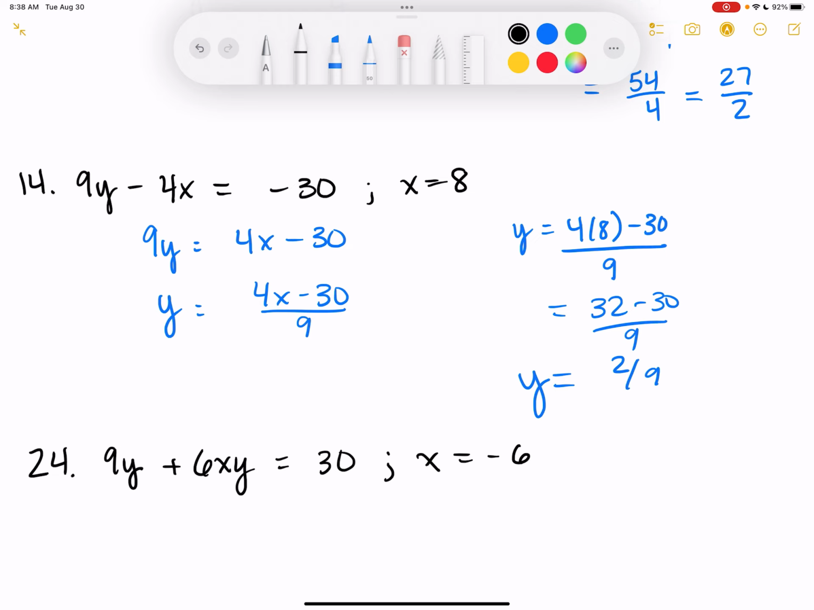Well, if you do that, then you're going to end up with 9y over x plus 6y equals 30 over x. So y would still want to be by itself, so it's still going to be a problem.